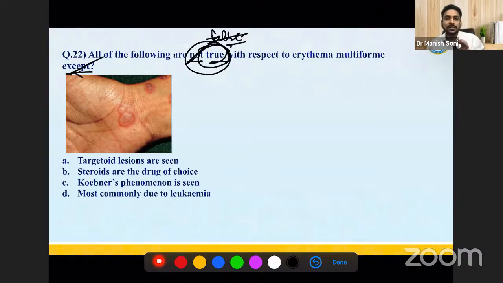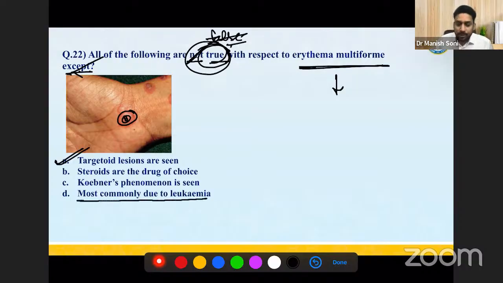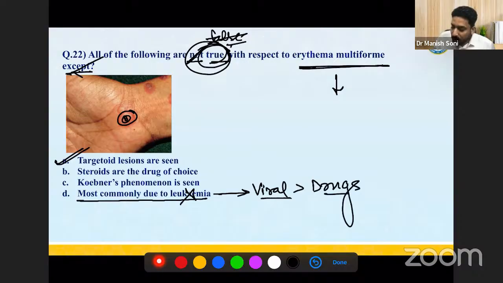So they are asking the true statement about erythema multiforme, and we know in erythema multiforme, targetoid lesions or target-like lesions are seen. So that's why the answer is A. Now remember, is most common cause leukemia? No, it is most commonly due to viral infection. Sometimes it can be due to drugs. And because it is due to viral infection, generally steroids are avoided. Because in any infection, if you give steroids, it can aggravate. So steroid is not the drug of choice.